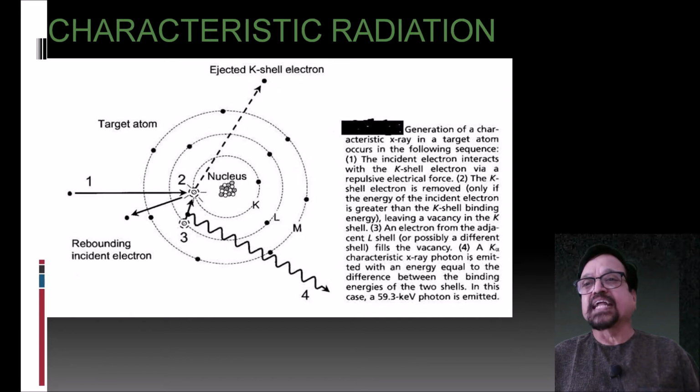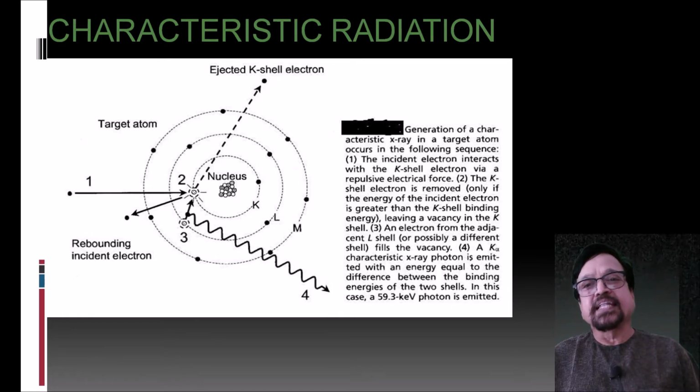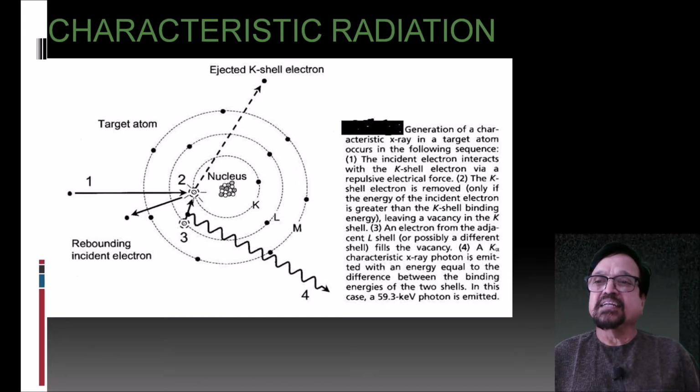Now generation of characteristic X-ray in a target atom occurs in the following sequence. Number 1, the incident electron interacts with the K-shell electron via a repulsive electrical force. Number 2, the K-shell electron is removed only if the energy of the incident electron is greater than the K-shell binding energy. Unless the incident electron has more energy than the binding energy, it cannot be liberated. That is stage 2.